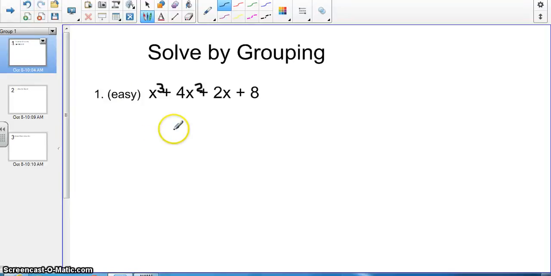This is how to solve by grouping. So first you take the first two terms and find the greatest common factor, which is x squared. So you take out an x squared and you're left with x plus 4.